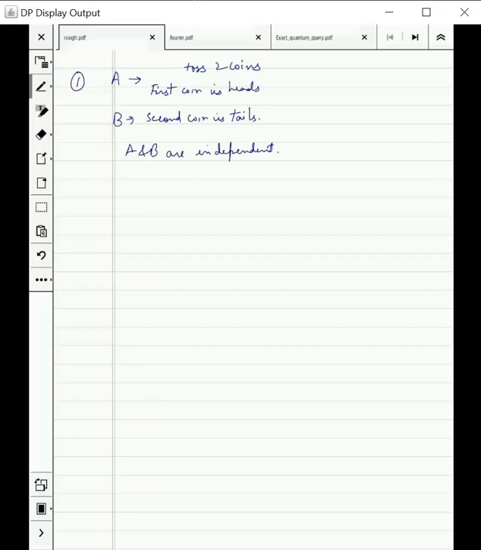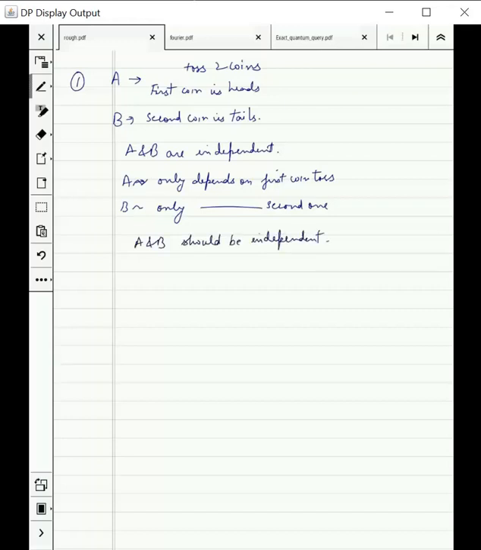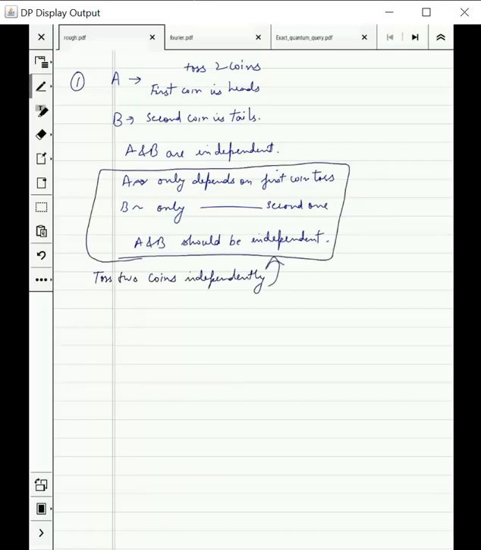But this could be generalized. If A is an event which only depends on the first coin toss, again I'm saying vaguely that A is some event which only depends on the first coin toss, and B only depends on the second one, then A and B should be independent. Actually, many times this is given in the definition of the problem. When people say that we toss two coins independently, they are basically saying that the first coin toss does not affect anything in the second coin toss. This is how it is stated in many problems. This is quite a clear example of independent events.